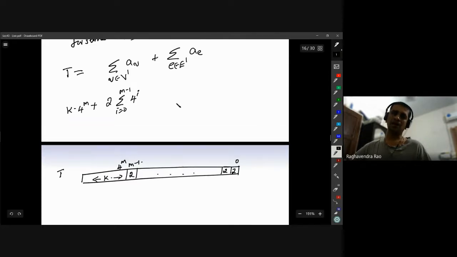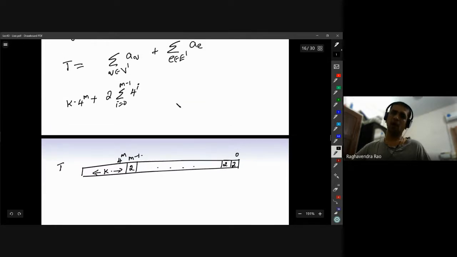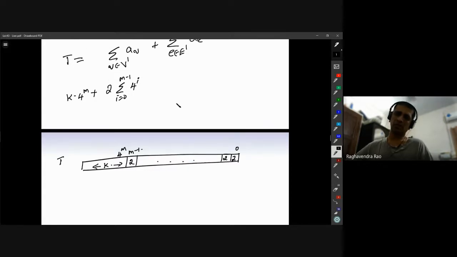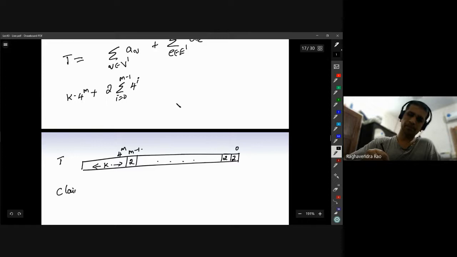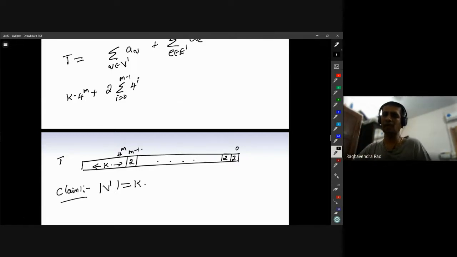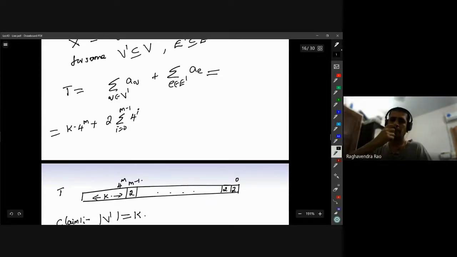Now let's add. Let's look at E prime and V prime. How can they add? So the first claim, claim 1: cardinality of V prime is equal to k. Certainly it cannot be greater than k because T is equal to this, right? So this is in fact equal to this. We know that this summation is equal to k into 4 to the m. So how do you get to 4 to the m?